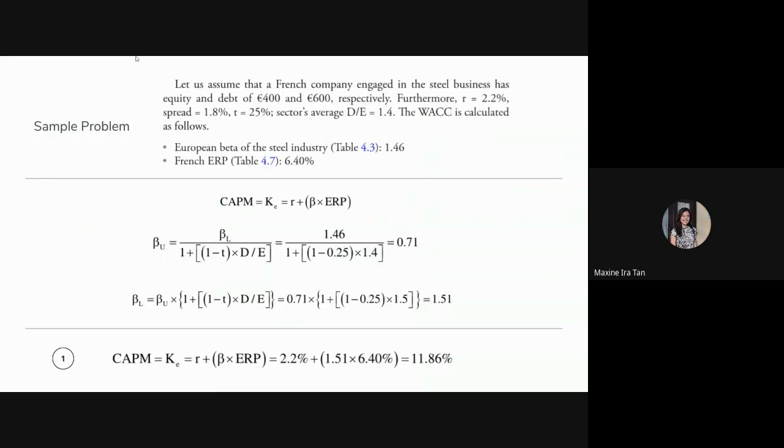So to have a better understanding of the WACC, let us go through the problem found in the PDF. So here we have the problem. Let us assume that a French company engaged in the steel business has equity and debt of 400 euros and 600 euros respectively. Furthermore, there's a risk-free rate of 2.2%, a spread of 1.8%, a tax rate of 25%, and the sector's average debt over equity of 1.4. It is also given that the European beta of the steel industry is 1.46 and the French ERP is 6.40%.